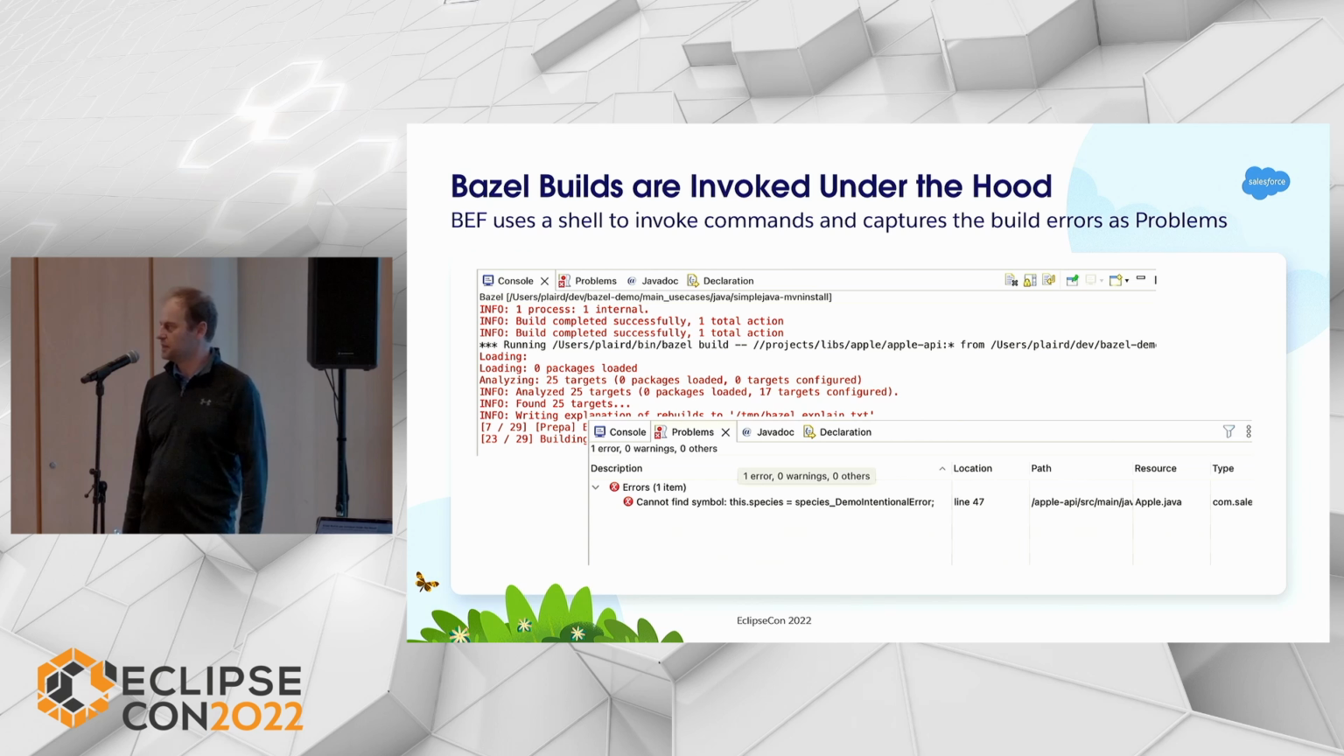And so what we do is we delegate all builds down into Bazel. So if you choose to build, we send that to Bazel. Bazel builds whatever packages were in scope, and then we parse the results and populate the problems view with whatever Bazel found. That's the way we're ensuring that both command line and IDE are in agreement.